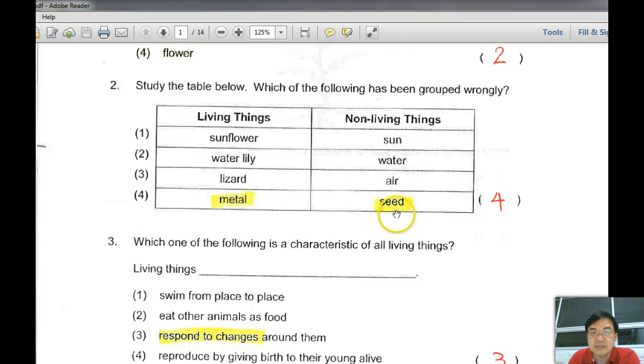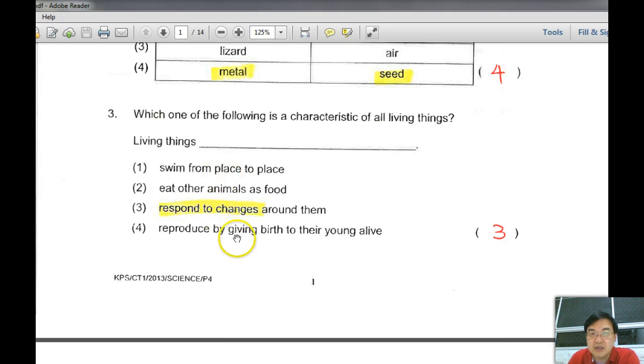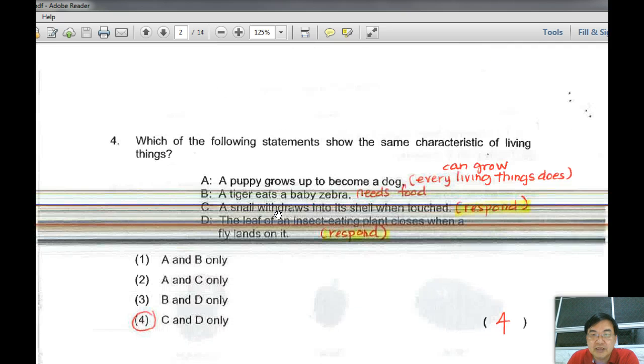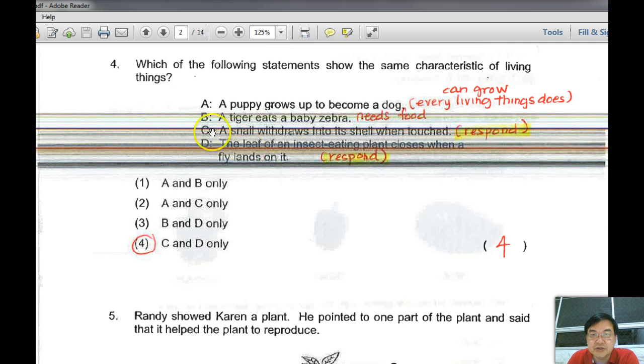Matter, seed, living things. Matter is wrong. Okay, sunflower, water lily, lizard. They are correct. Next, now which one of the following is a characteristic of living things? So living things, right, the best answer is respond to changes around them. Okay, next, now sorry about this line again for a bad scanning.